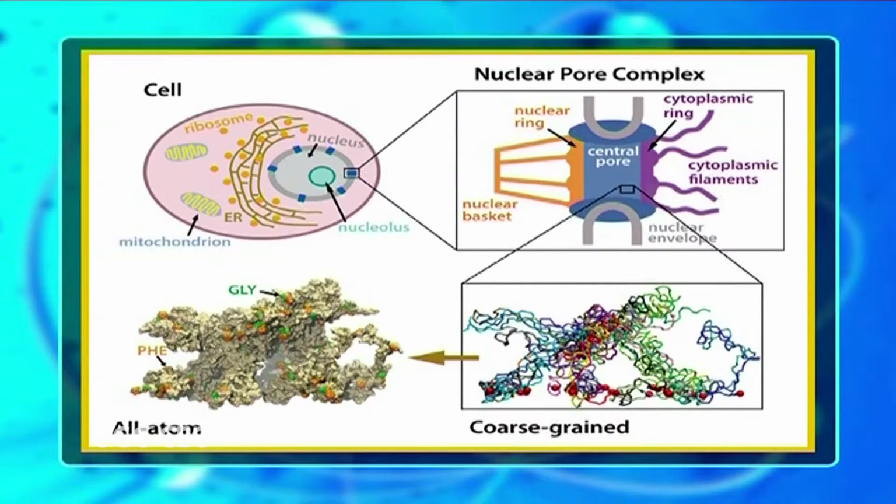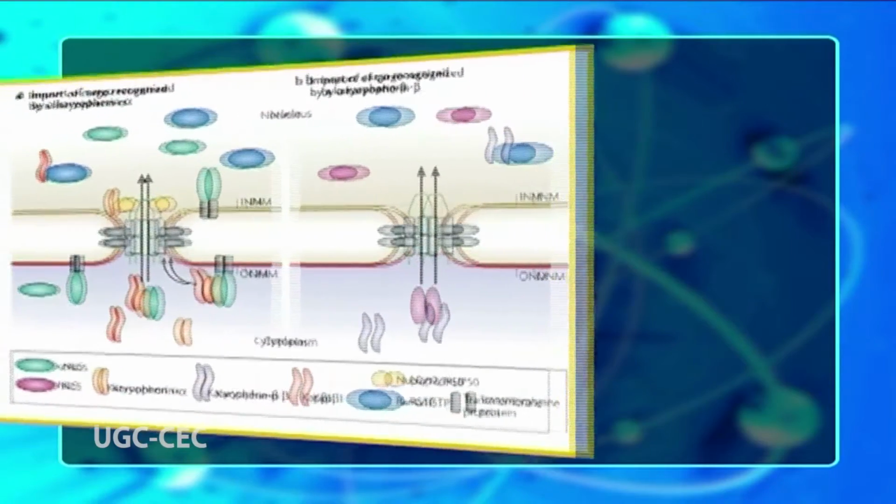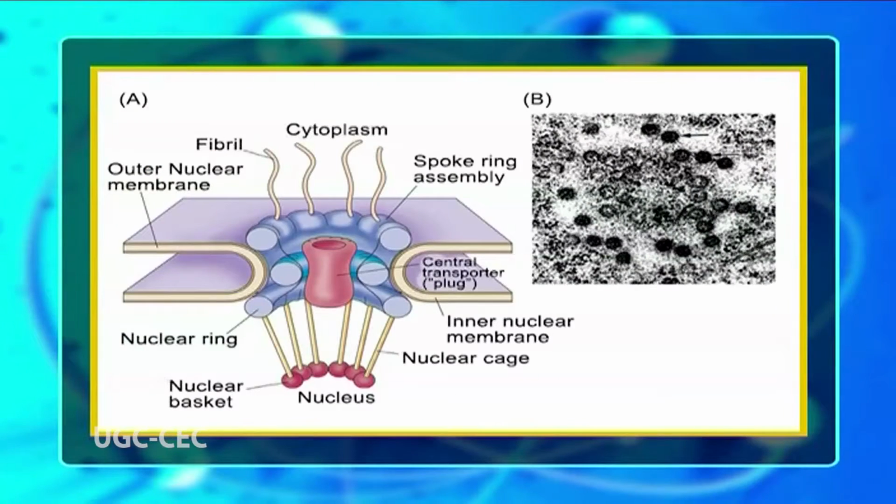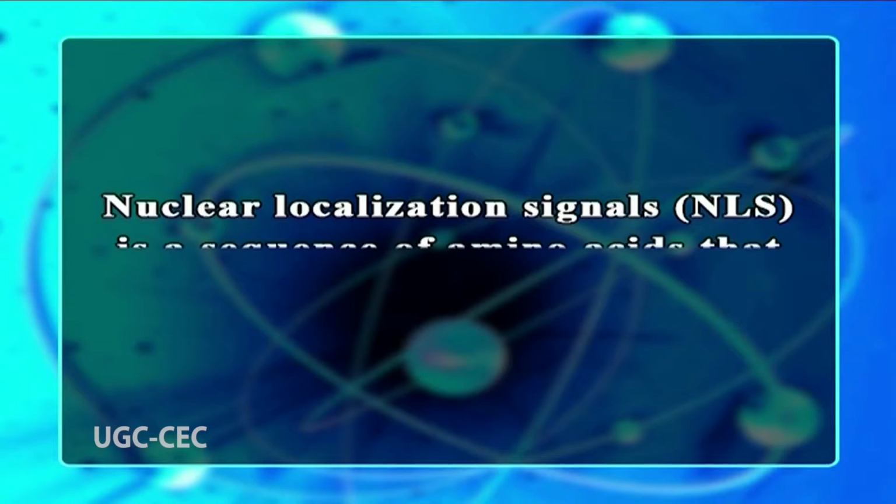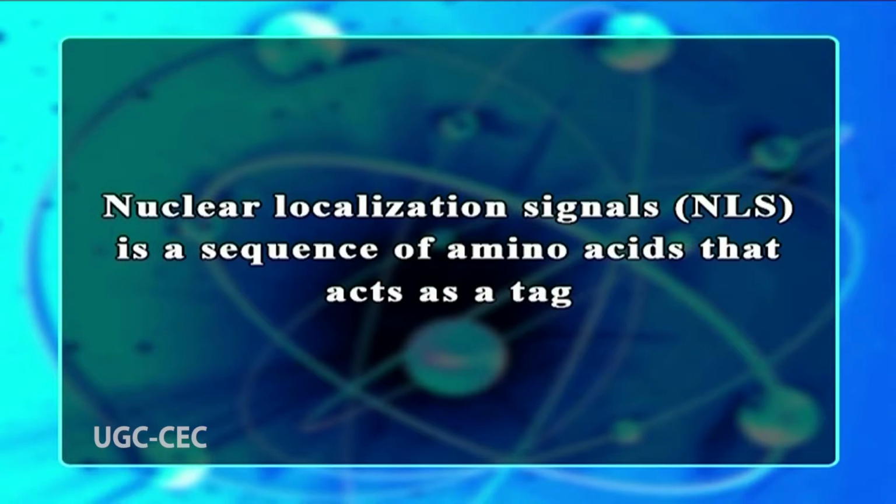The entry and the exit of large molecules from the cell nucleus is tightly controlled by nuclear pore complexes. Although small molecules can enter the nucleus without regulation, macromolecules such as RNA and proteins require association with karyopherins called importins to enter the nucleus and exportins to exit. Proteins that must be imported to the nucleus from the cytoplasm carry nuclear localization signals, abbreviated as NLS, that are bound by importins. NLS is a sequence of amino acids that acts as a tag.